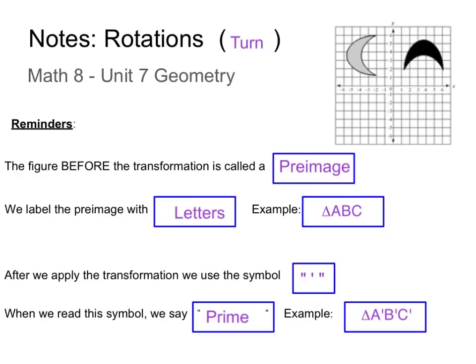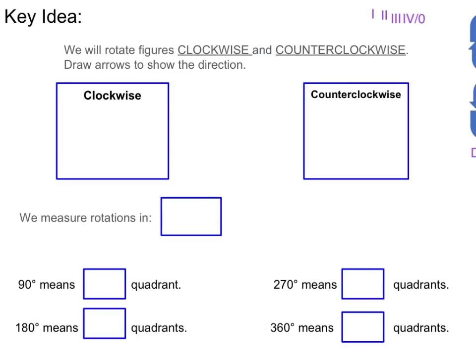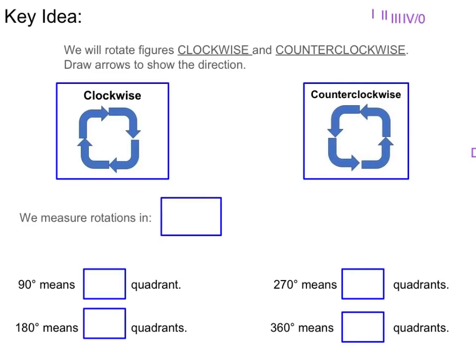Let's take a look at a few key ideas to remember when we're talking about rotation. Remember, we will rotate the figure using clockwise and counterclockwise. So we're going to draw some arrows to show these general directions. Clockwise is where the arrows go to the right, or the way the clock flows, and counterclockwise is the opposite direction of the clock. So those are the two types of rotations that we're going to be doing.